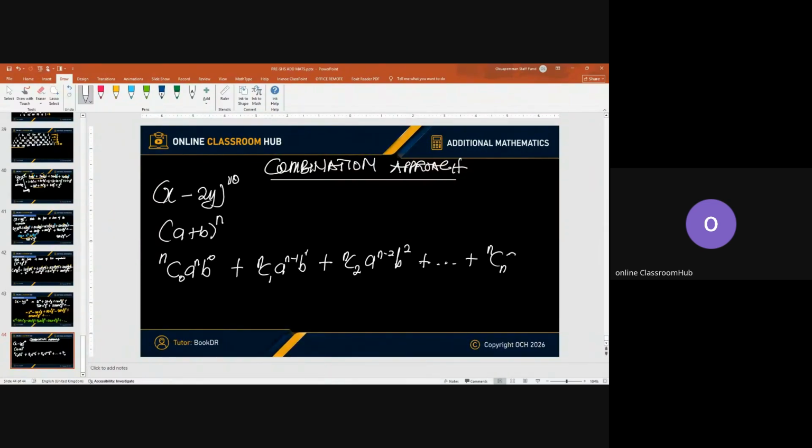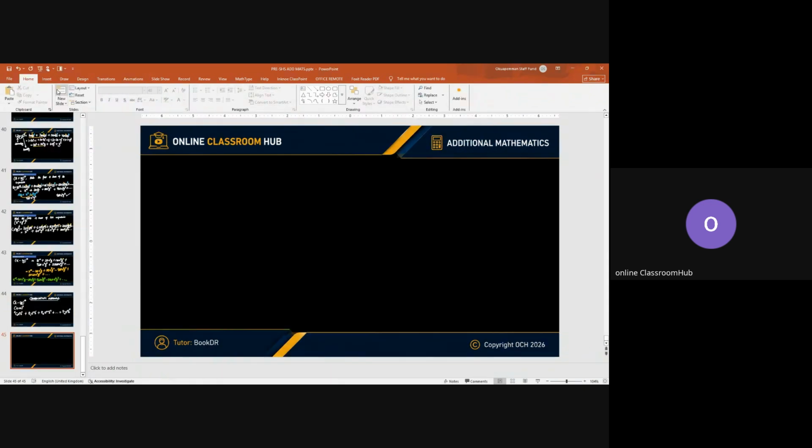So here, the A will also have a power of 0 because it is reducing powers. This is the last one. A will have a power of 0, but B will increase up to the n. Good. So let's use this one to get the coefficients.